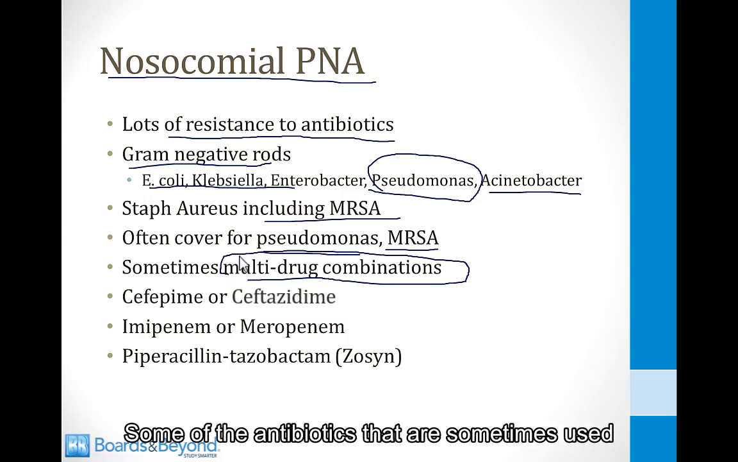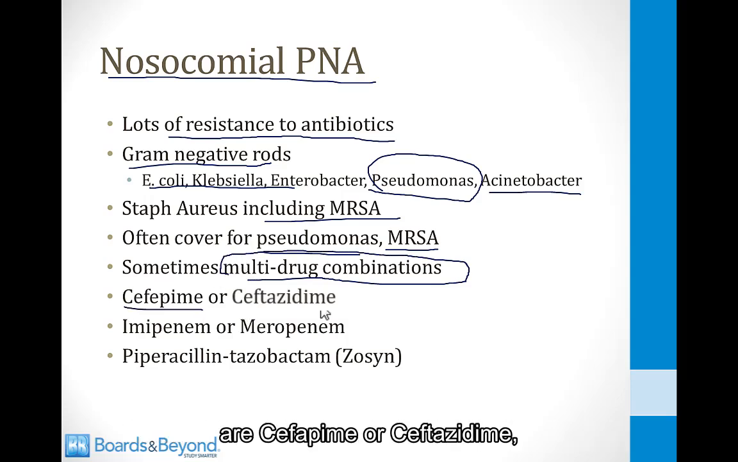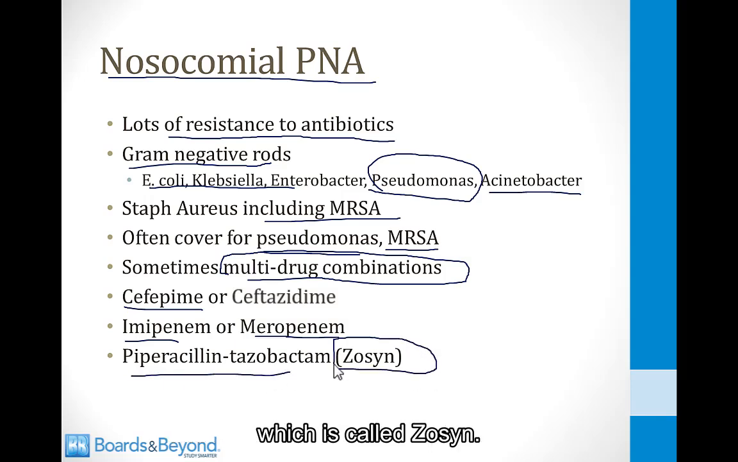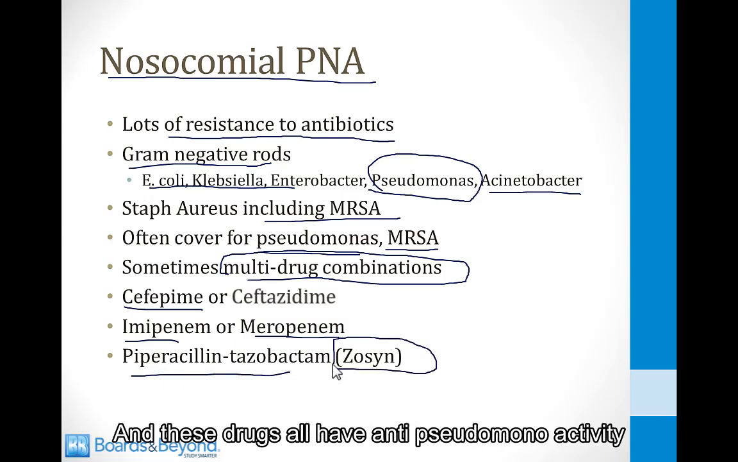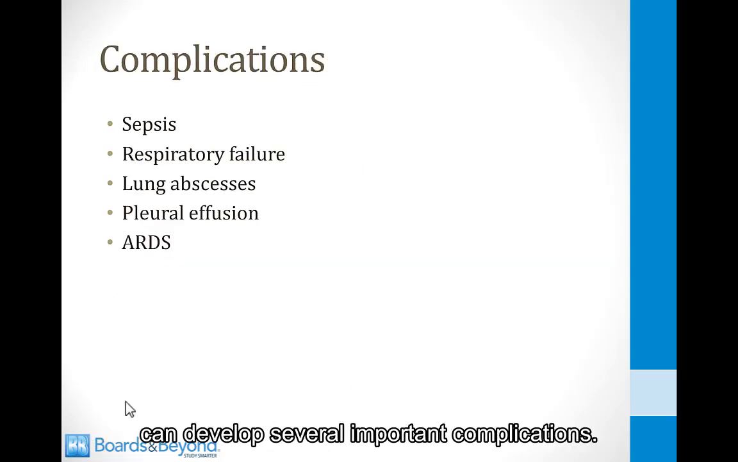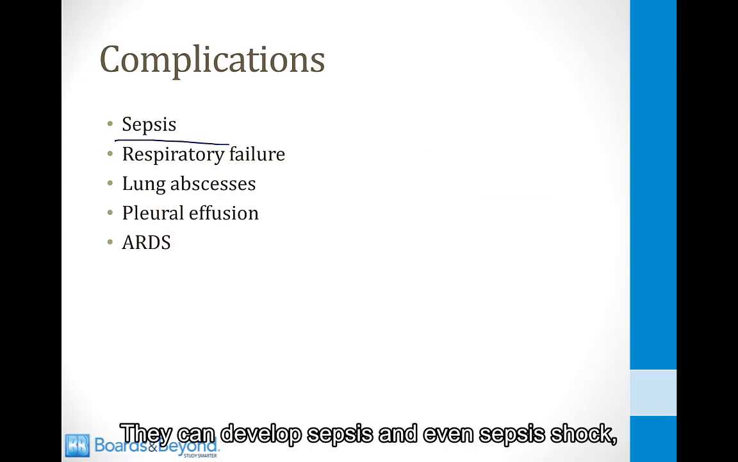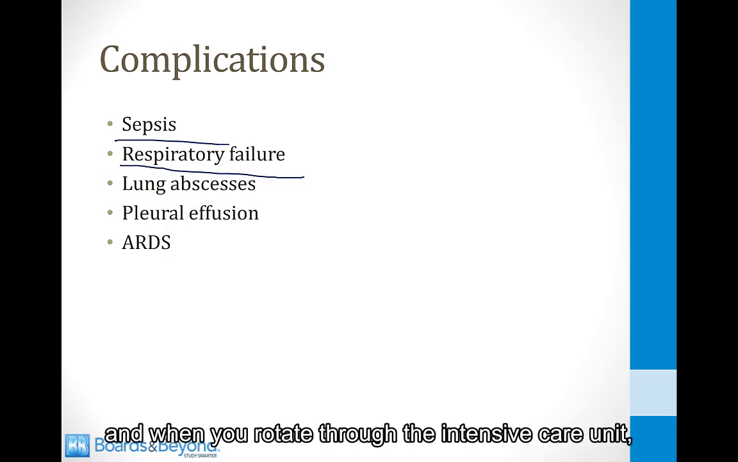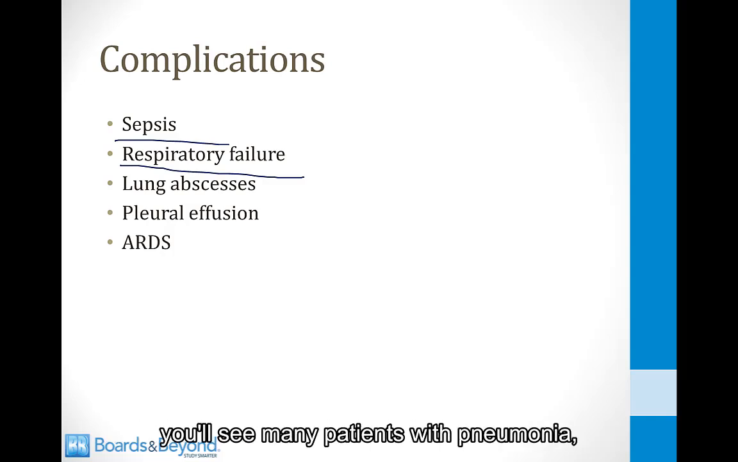Some of the antibiotics that are sometimes used are cefepime or ceftazidime, sometimes imipenem or meropenem, and sometimes piperacillin-tazobactam, which is called Zosyn. And these drugs all have anti-pseudomonal activity in a very broad spectrum, and that's why they're used for nosocomial pneumonias. Patients with pneumonia can develop several important complications. They can develop sepsis and even septic shock. They can develop respiratory failure, and when you rotate through the intensive care unit, you'll see many patients with pneumonia who are on a mechanical ventilator to help them get over their bout of pneumonia.